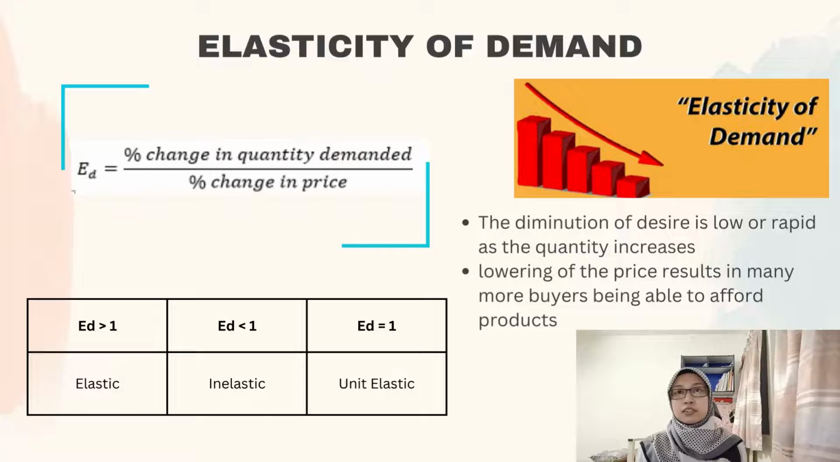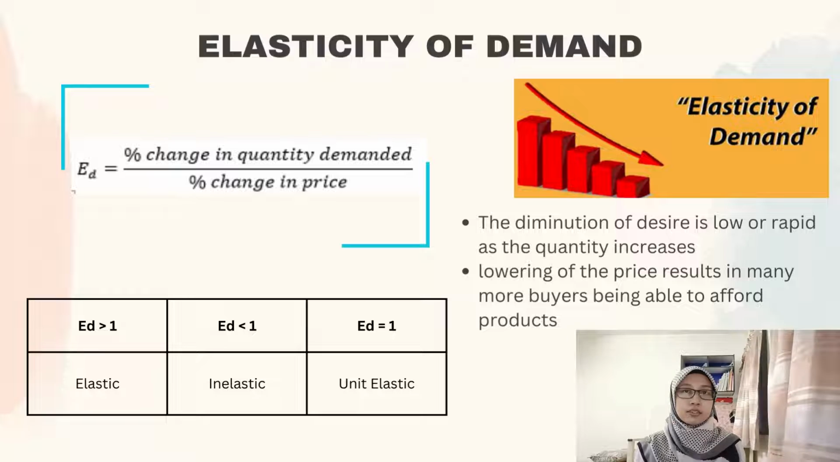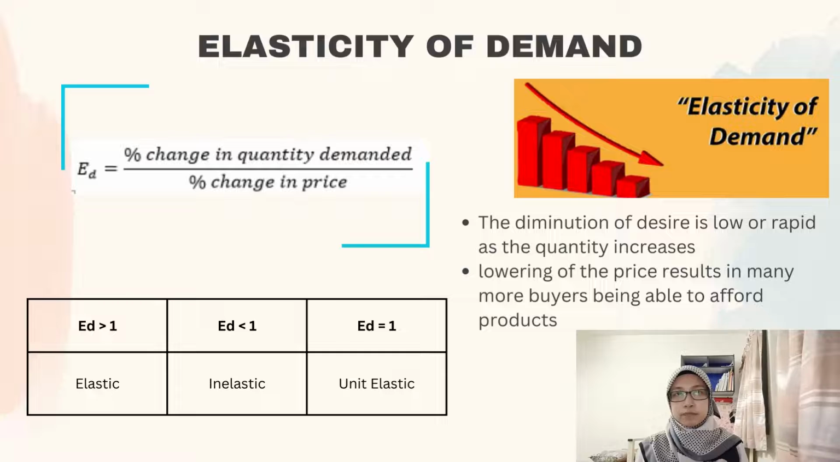Elasticity of market tends to be great when a good price is greater than the size of the buyer's income. There are three types of elasticity of demand. First is demand elastic, which is elasticity of demand more than 1. The second one is demand inelastic, which is elasticity of demand less than 1. And the third is unit elastic, which is elasticity of demand equal to 1. Marshall said that a lowering of the price results in many more buyers being able to afford products.